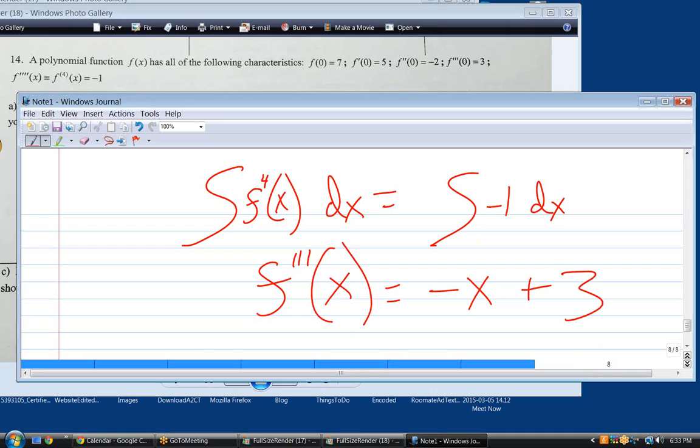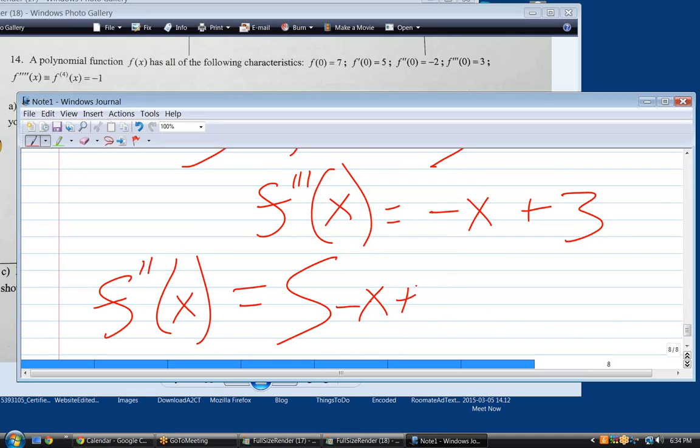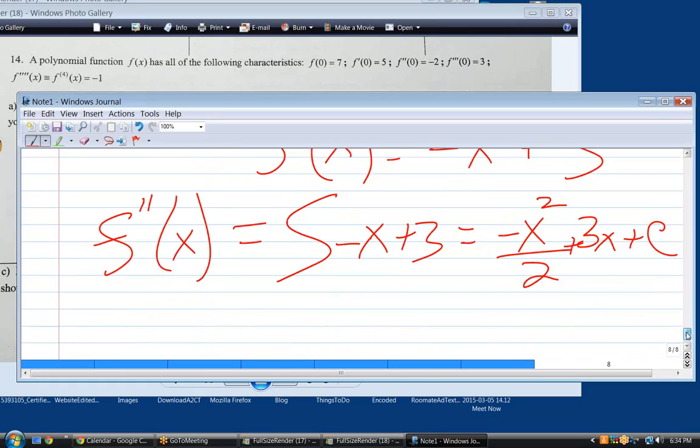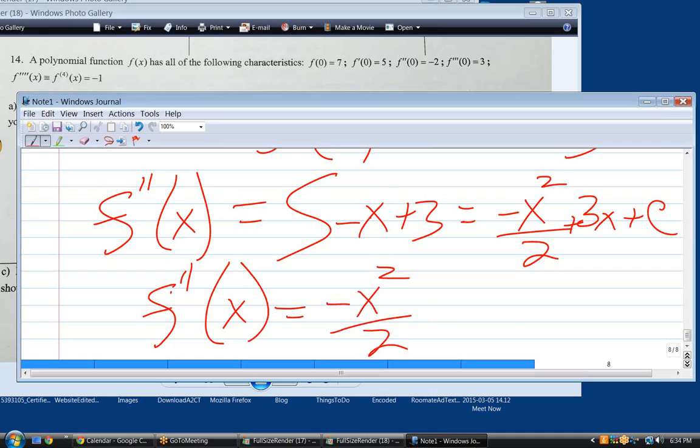Work backwards using the same logic. The second derivative is going to be the integral of minus x plus 3, which is minus x squared over 2 plus 3x plus c. They're also telling us that this thing evaluated at 0 is minus 2. So when I plug in 0 for x, I get minus 2, which tells me c is minus 2. So now my second derivative as a function of x must be minus x squared over 2 plus 3x minus 2. You'll notice that if we plug in 0 for x, we get minus 2.